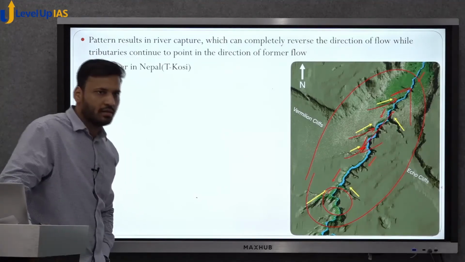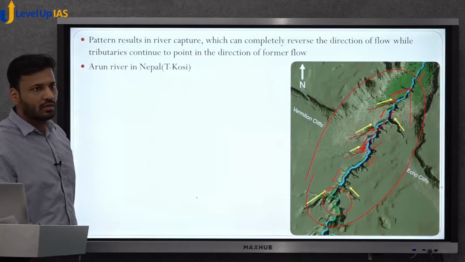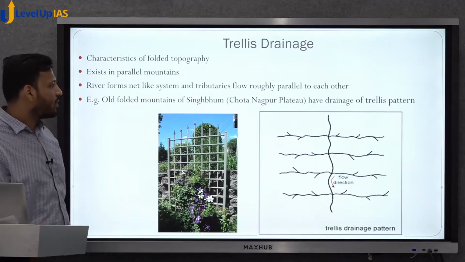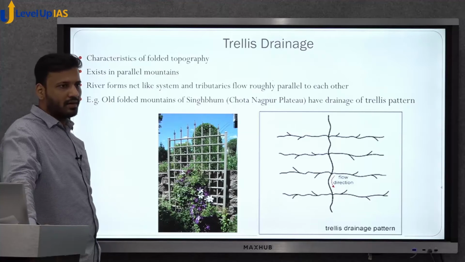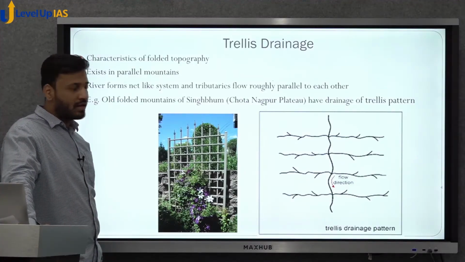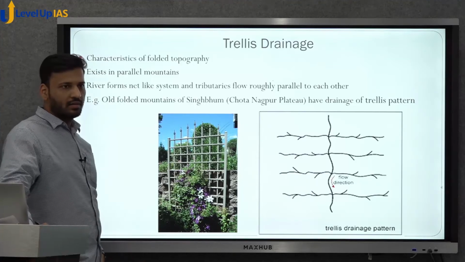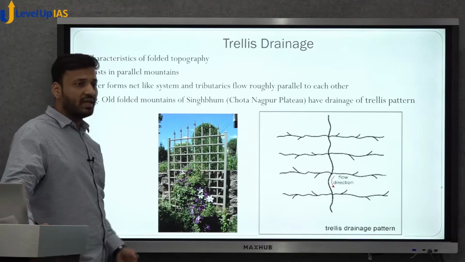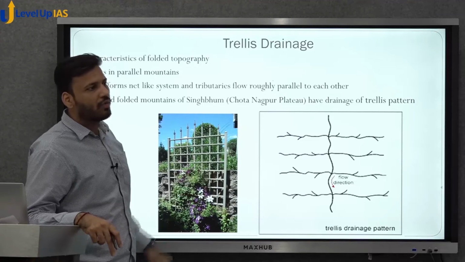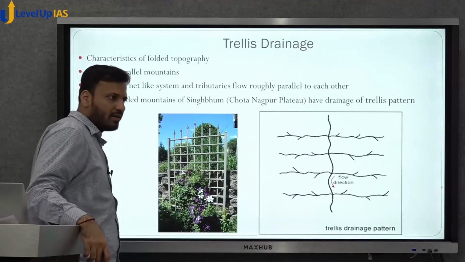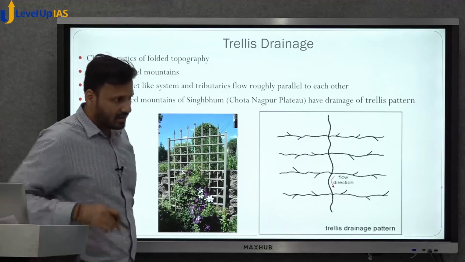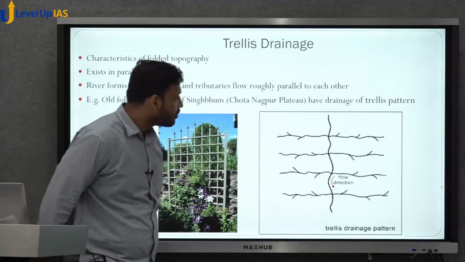Understood? Next type of drainage pattern is the trellis type of drainage pattern. Trellis means what? In the garden, specifically in Western countries, to give support to the vines, they put this type of iron trellis, steel trellis. So vines do not fall. They grow up on this trellis. So this pattern looks like a trellis.